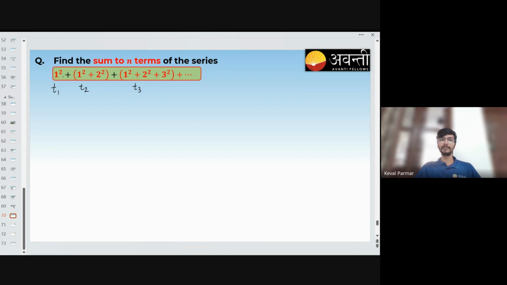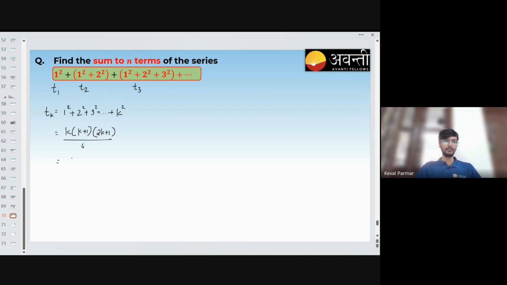As you can see, the first term is only 1 square. The second term is 1 square plus 2 square. The third term is 1 square, 2 square, 3 square. So it is very simple. What will be the kth term? It will be 1 square plus 2 square plus 3 square up to k square. So I know this formula, right? Sum of first k terms will be k into k plus 1 into 2k plus 1 upon 6.